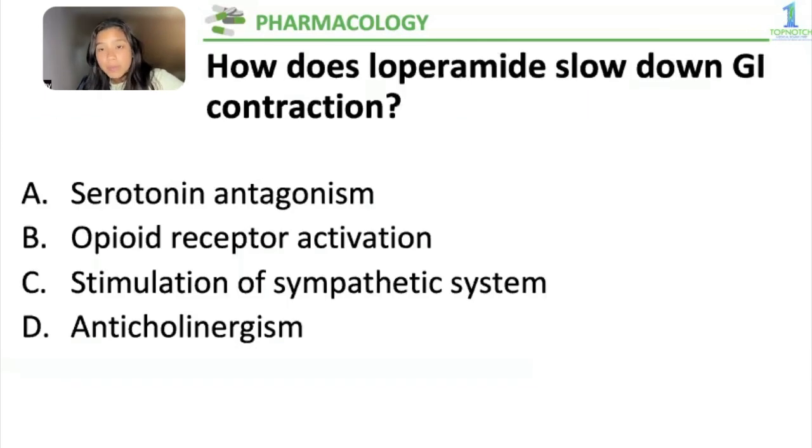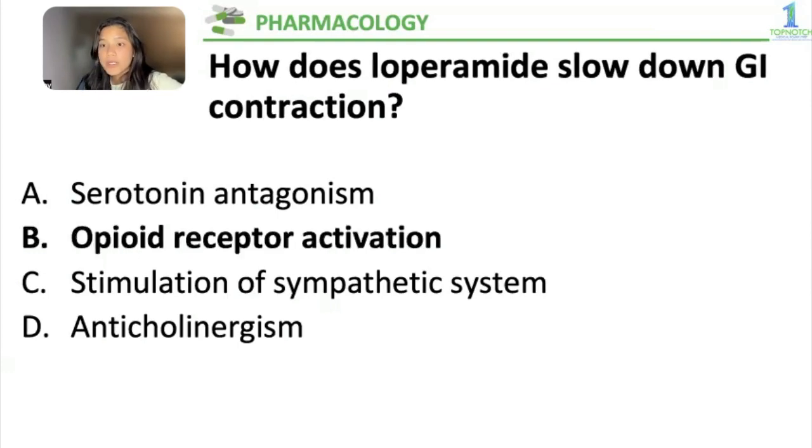So let's go into some practice questions. How does loperamide slow down GI contraction? Serotonin antagonism, opioid receptor activation, stimulation of the sympathetic system, or anticholinergism? Remember, it is a mu-opioid receptor agonist. It acts on the mu-opioid receptors in the myenteric plexus of your gastrointestinal tract.